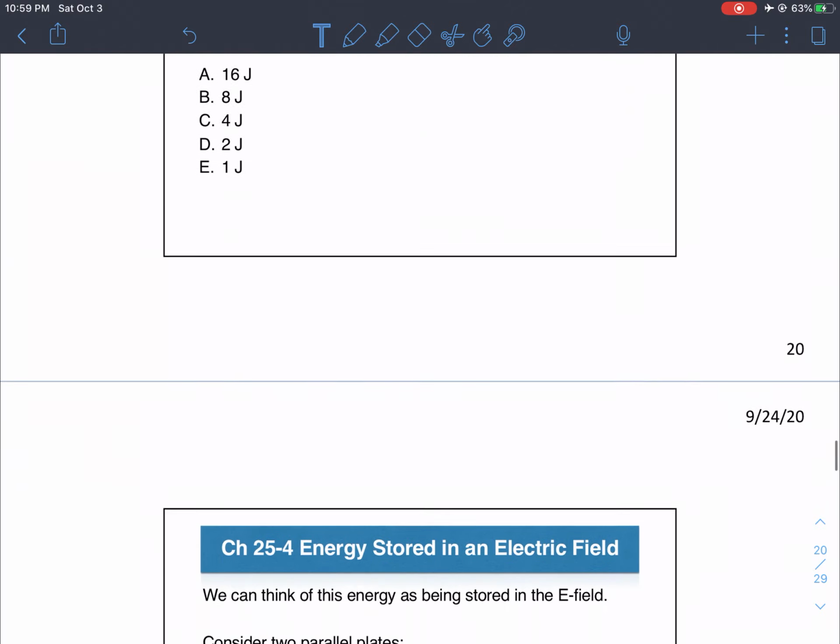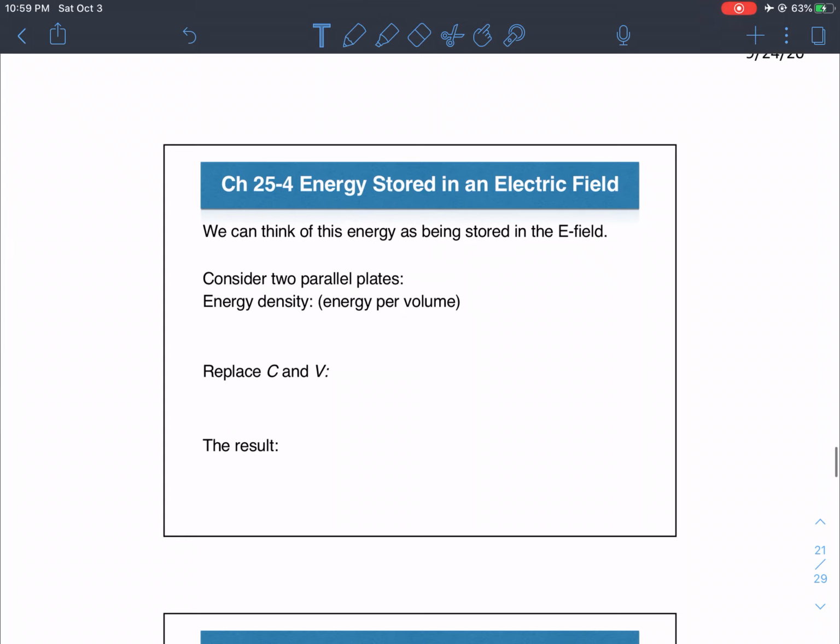And we have a couple of questions to answer, and then we will think about this in terms of energy density, so that you'll see it's related to the electric field. So you can think of this energy as being stored in the field, and we'll see the reason again. If we consider two parallel plates, energy density is like any density, right? We know mass density as the mass per volume, and we learned about charge density depending on the charge distribution. If it is 3D, then it is charge per volume. If it was 2D, it's per area. 1D was per line, per length.